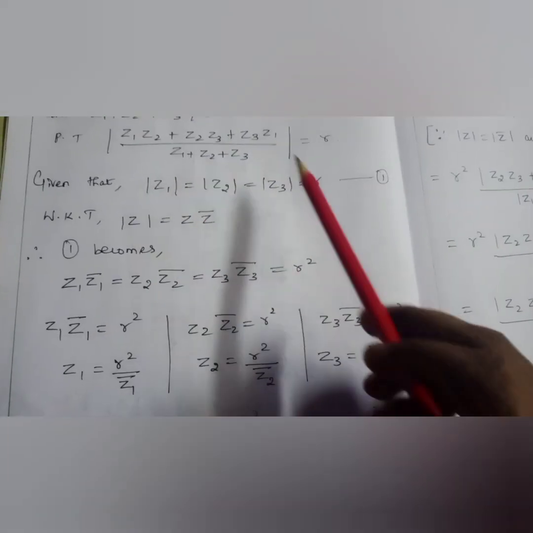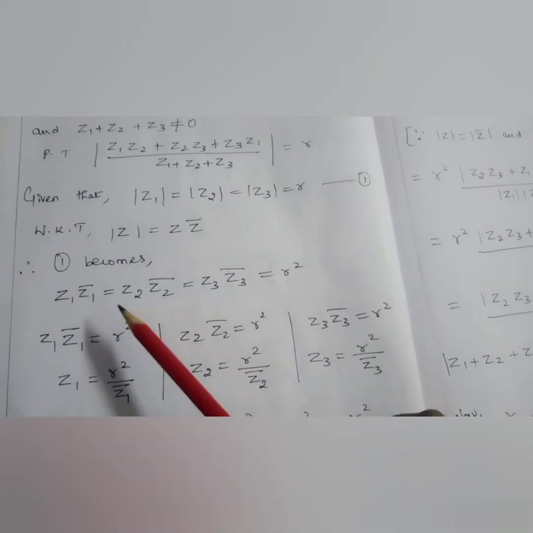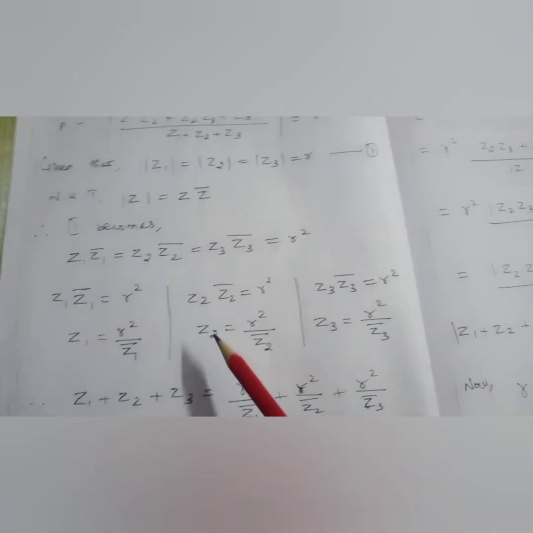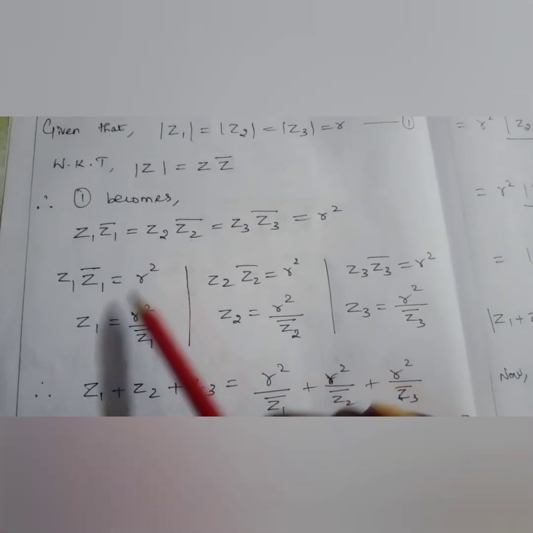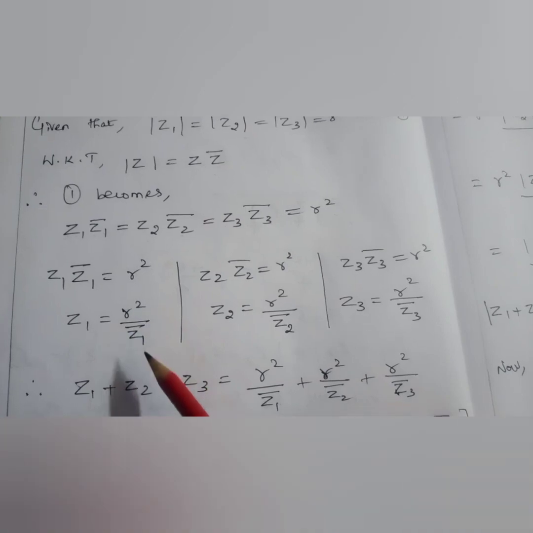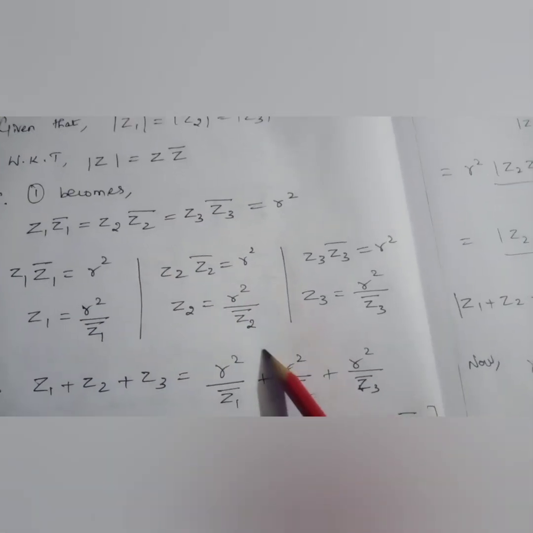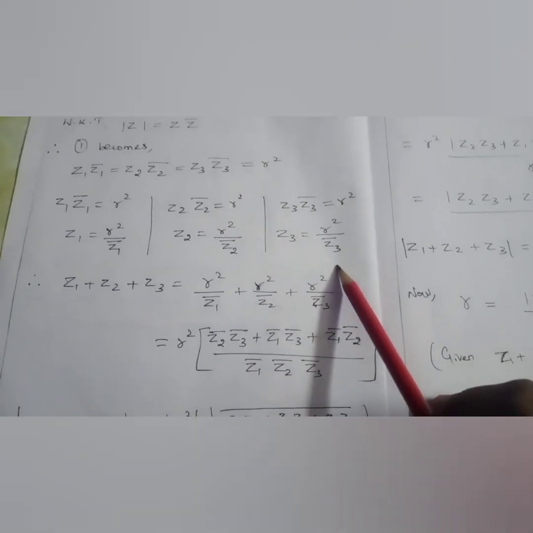Now when mod z1 is equal to r, z1 z1 bar will be r into r, that is r square. Similarly z2 z2 bar is r square, z3 z3 bar is r square. Now individually, z1 z1 bar equal to r square means z1 can be written as r square by z1 bar. Similarly z2 can be written as r square by z2 bar, and z3 as r square by z3 bar.